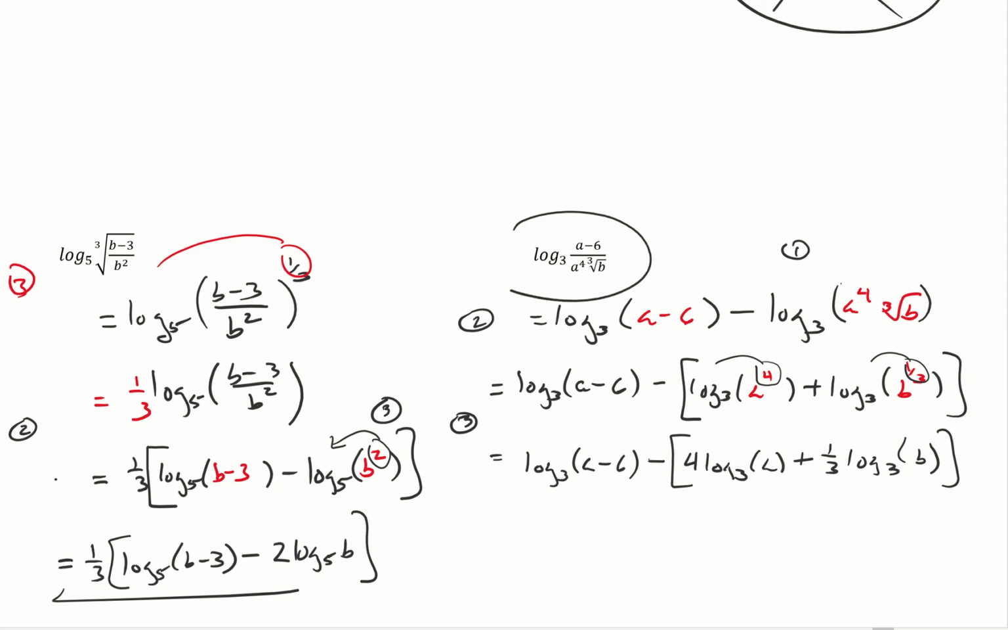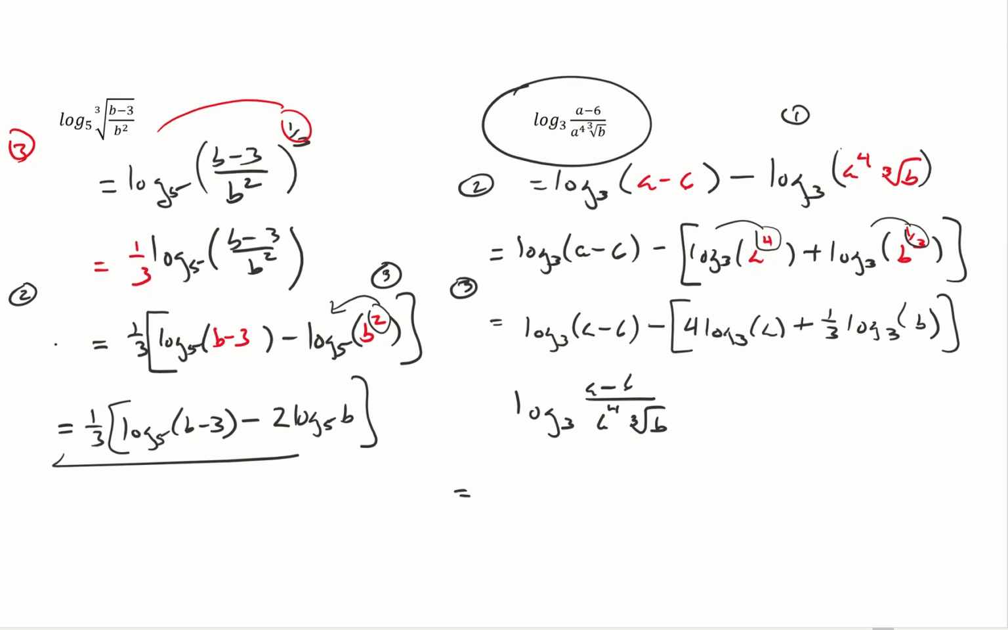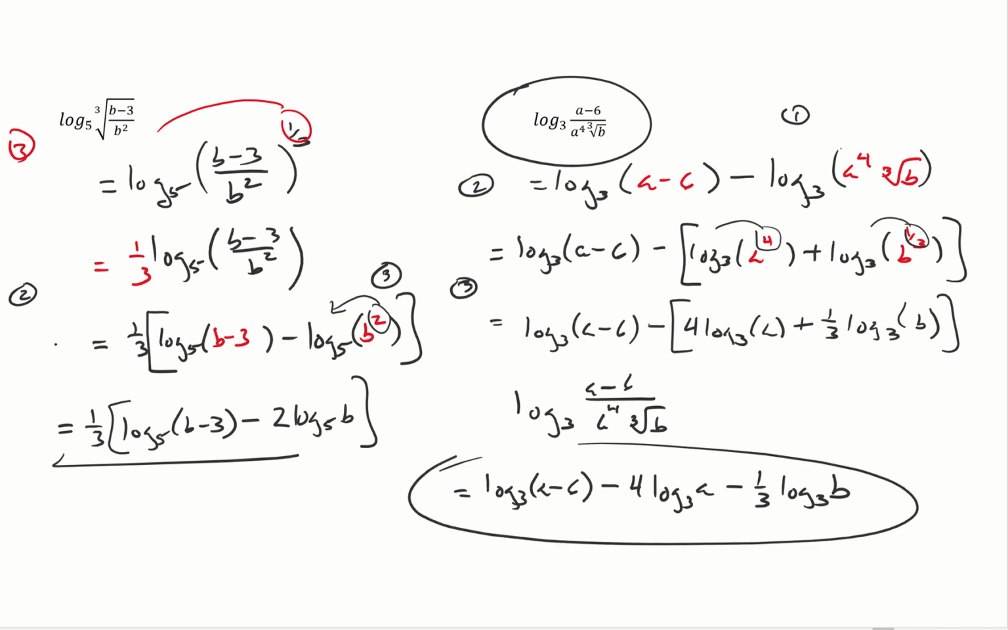But here's how I would do this super fast. Let me write it again. Log base 3 of a minus 6 over a to the 4th cube root of b. As a one-liner, this is what I do. I go, okay, the numerator goes first. I go log base 3 of a minus 6. Anything from the denominator is minus, so minus the next guy. If there's a power, pop it out: 4 log base 3 of a. The cube root of b is from downstairs, so minus. The power is 1/3 log base 3 of b. Okay, super fast. And these, of course, are identical. They're equivalent statements.